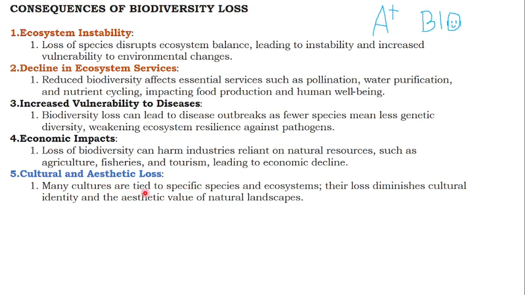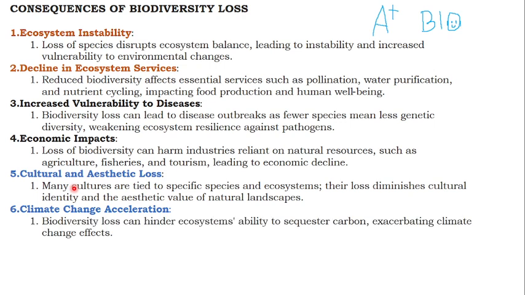So, many cultures are tied to specific species and ecosystems. It means once a species is not there, some culture will suffer. Climate change acceleration means once you don't have a forest or those species which maintain the environment, there is going to be climate change and then global warming. So, biodiversity loss can hinder the ecosystem's ability to sequester carbon, exacerbating climate change effects.